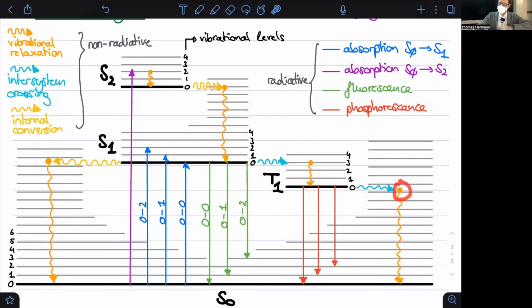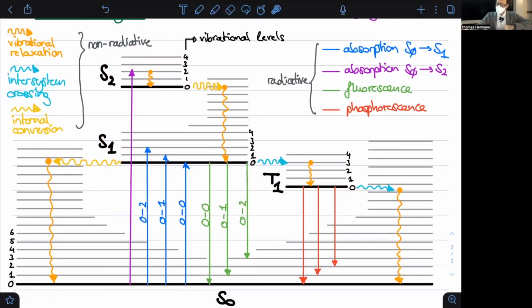Once you are in the same electronic state, you have vibrational relaxation to the ground state. In this case, to the ground state or to the lowest electronic state that you are in. Okay. Any questions so far? Sorry, we're going to spend some time on this.